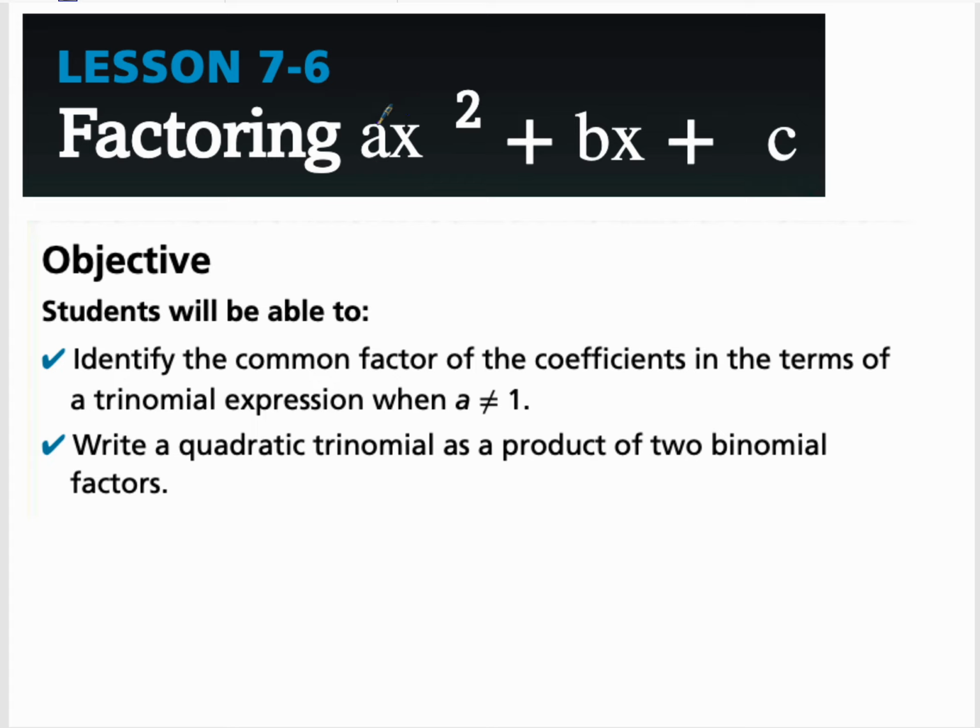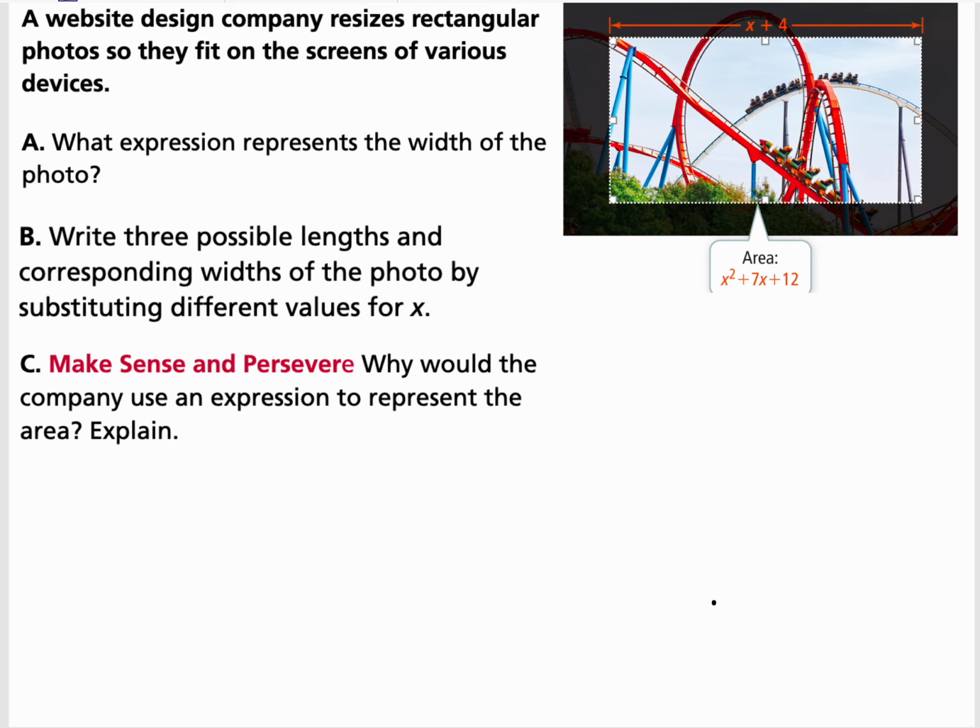Now we're going to throw some other numbers in here, and that's going to change the way that our binomials end up looking when we factor this trinomial into its parts. So we are going to identify the common factors in the coefficients of the terms of the trinomial expression, and we're going to write a quadratic trinomial as a product of two binomial factors. Very exciting stuff. Okay, so let's jump into it with kind of the warm-up question here that they give us.